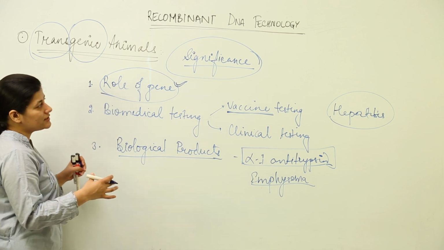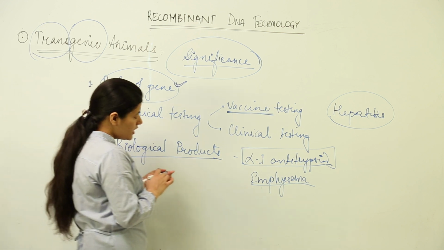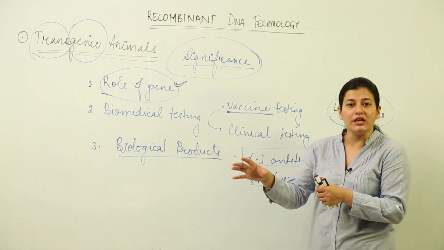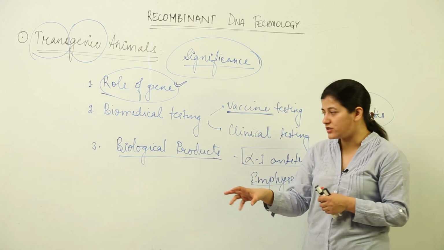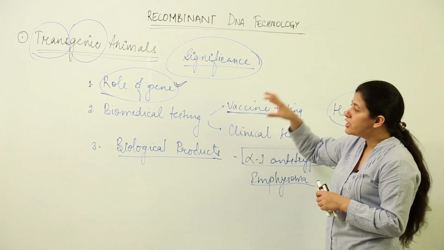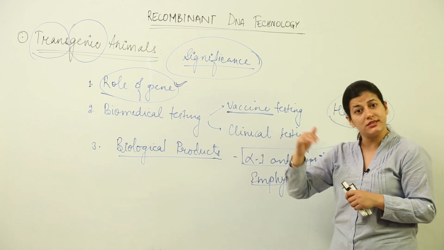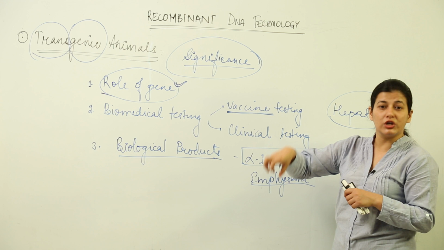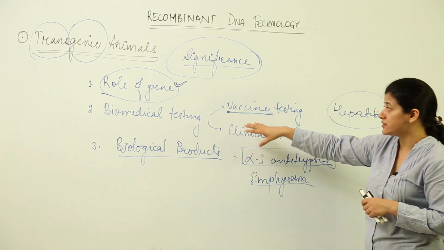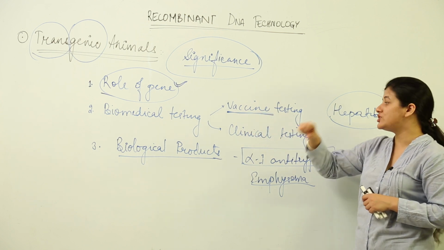So when we see the significance of transgenic animals, first of all you don't have to do the testing on living individuals, that is in the case of humans, because this is aimed at the benefit of the human race. So we see the role of the gene in the transgenic animal itself, instead of checking it on humans, and we also use this in biomedical testing, where we make recombinant DNA vaccines and check them using transgenic animals.